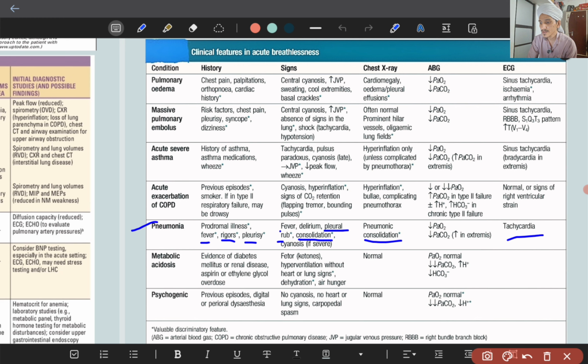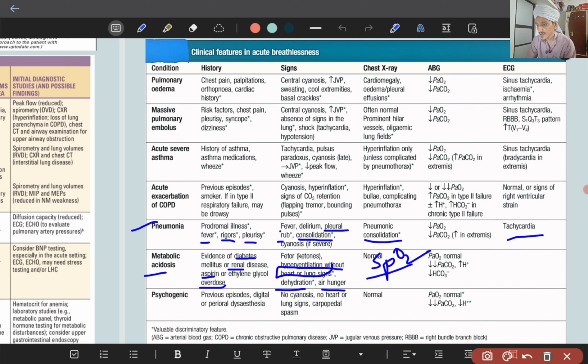In metabolic causes, there will be evidence of diabetes or renal disease or aspirin or some poisoning. The important sign is that there will be no heart or lung signs, but there will be dehydration or air hunger. And remember, SpO2 will be normal in spite of tachypnea. SpO2 will be normal, and there will be dehydration.